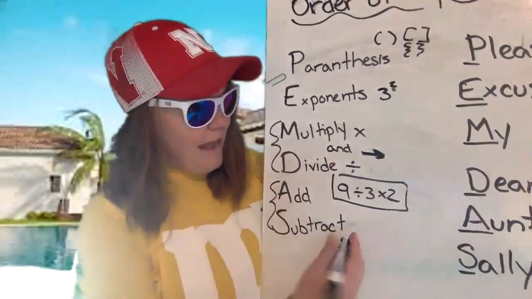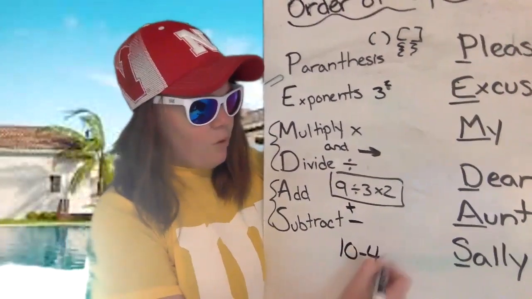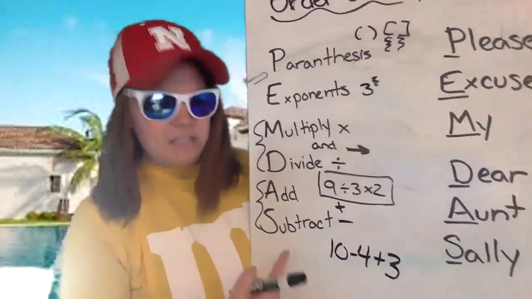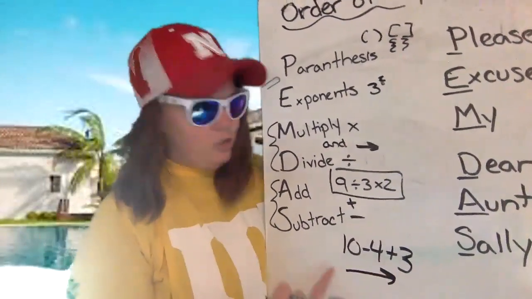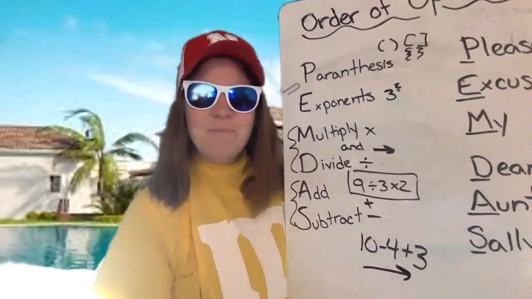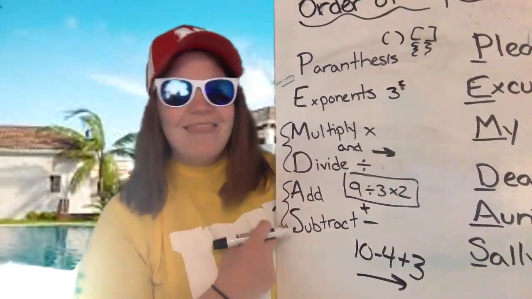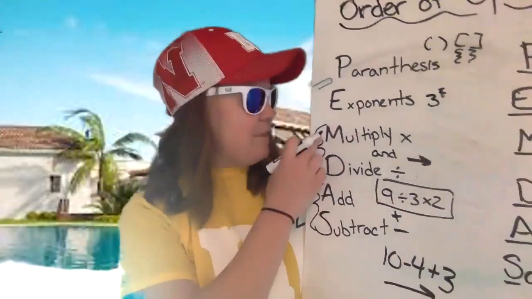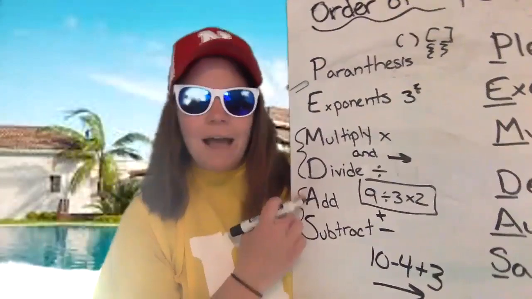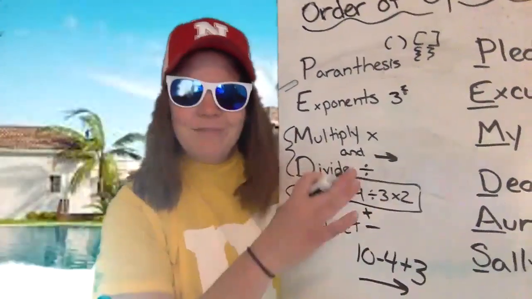And then your last one, add and subtract. So same thing. If you have 10 minus 4 plus 3, since all you have left is subtraction and addition, you go from left to right. So you do 10 minus 4 first, then plus 3. So be careful when you get to these two. You don't add first, then subtract. That's not the lyrics that I said. It's add and subtract. Same thing here. It's not mult, then divide. It's mult and divide. So you got to do those in order from left to right.